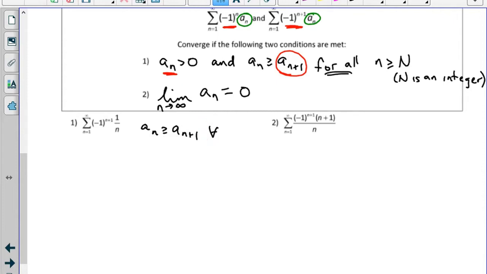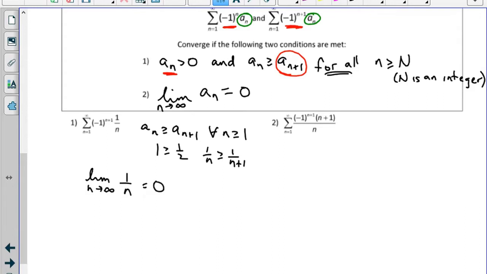That means for all. Okay, so for all n greater than or equal to 1, we know that's true because if n is 1, that's greater than or equal to 1/2. And then we have 1 over n for all n continuing is definitely greater than or equal to 1 over n plus 1. So that works for all n greater than or equal to 1. Then let's take the limit. So the limit as n goes to infinity of 1 over n is equal to 0.